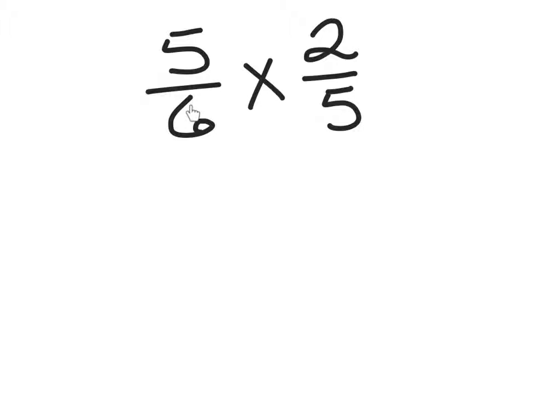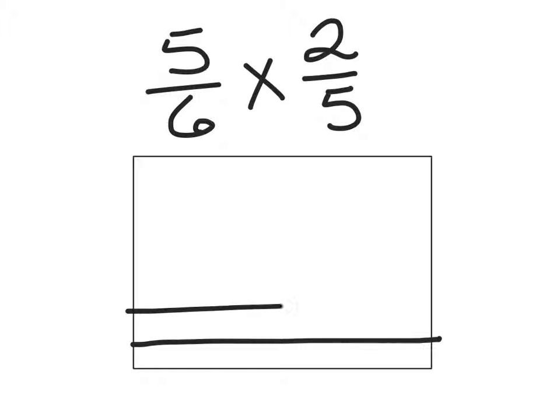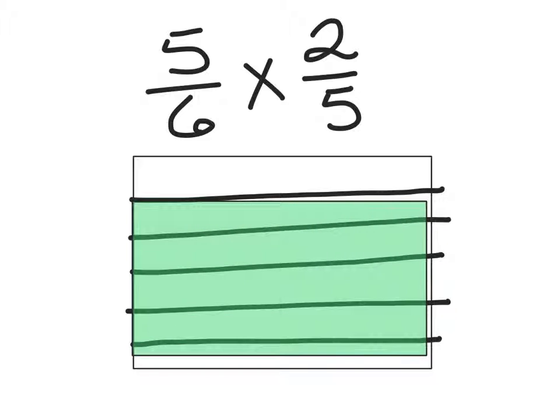And I'm going to create this fraction first. So I'm going to make my big old fraction box here, right? And then I want to break this fraction box into 6 parts. 6 parts means 5 lines. 1, 2, 3, 4, and 5 lines. And I get 5 out of those 6. So I'm going to color in the first 5 of them.